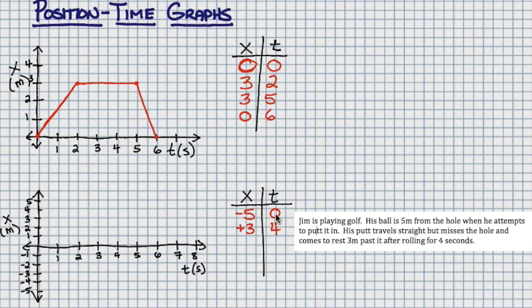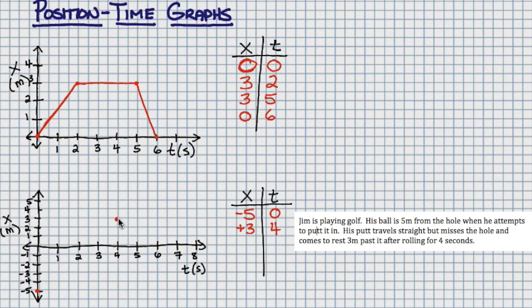So we take a look, at 0 seconds, the ball is at -5, it's 5 meters away. So at 0, I should have -5. This is my first point, this is where we're starting. He then putts it, and 4 seconds later, it's gone past the hole, so it should go over the x-axis because it's past the hole, and winds up 3 meters past the hole.